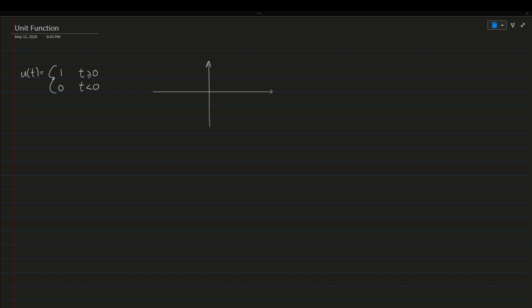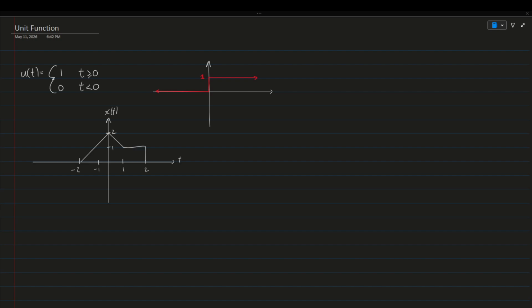So this is what it looks like. It's just a very simple function that goes from negative infinity to infinity, and it has a value of 1 for all positive numbers and 0 for negative numbers. However, you can shift this function around, you can reverse it, you could apply all the function transformations. So we're going to see how to solve some problems using function transformations on the unit function.